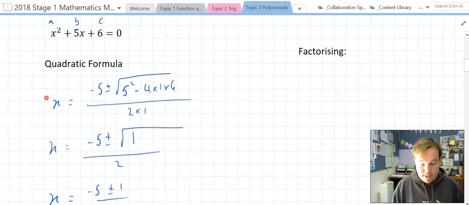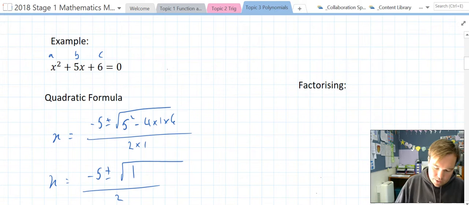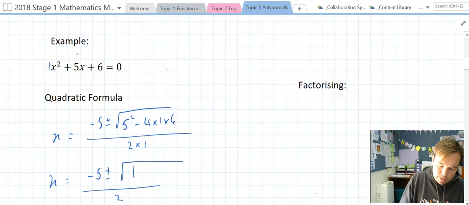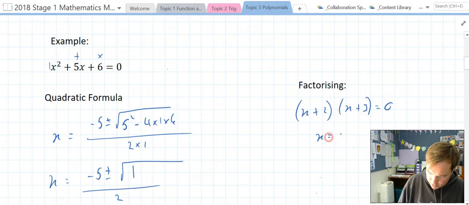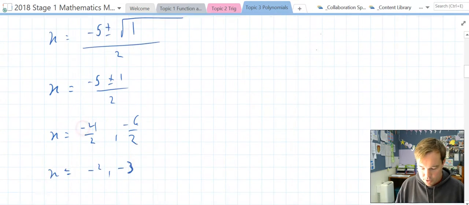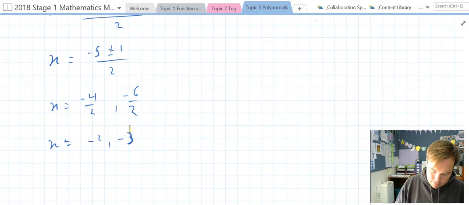Alright, let's think of another way of doing this. We could factorize this. Factorizing, it's got a 1 at the front, adds to 5, multiplies to 6. So if we factorize this, (x + 2)(x + 3) = 0, therefore x is equal to minus 2 and minus 3. Which is cool. Same answer.